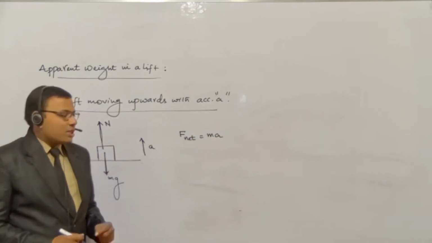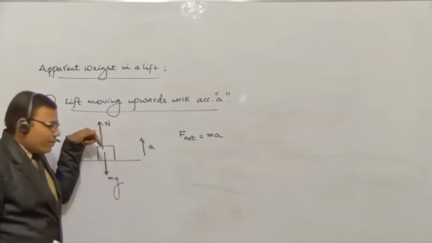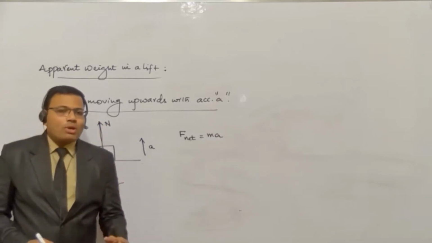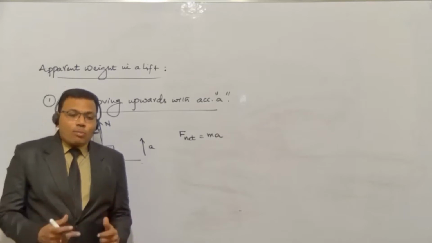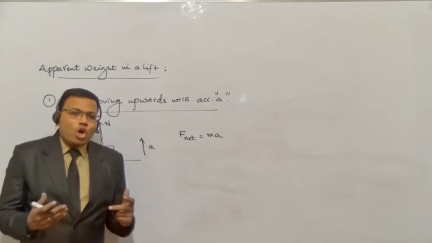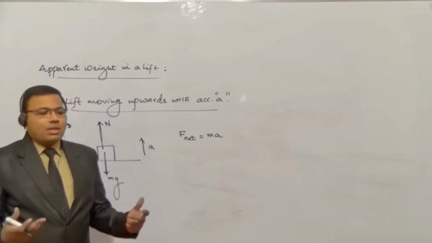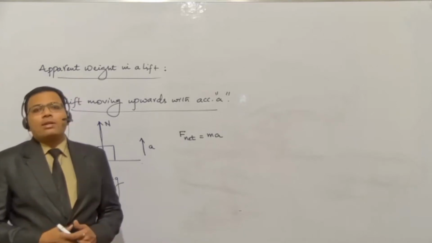What we are observing is that the lift is moving upward, the weight is acting down, and the normal reaction is acting upward. And this normal reaction only indicates the apparent weight. How much is the apparent weight? Apparent weight means how much the weight has increased, son. It is not that you have become fat there. Just apparent. What we observe, that is the apparent weight.